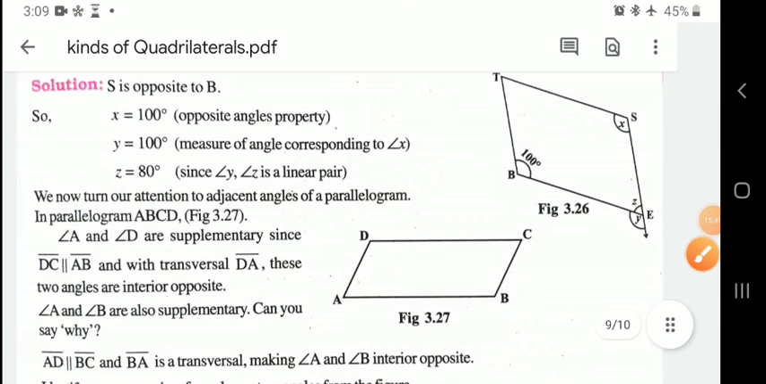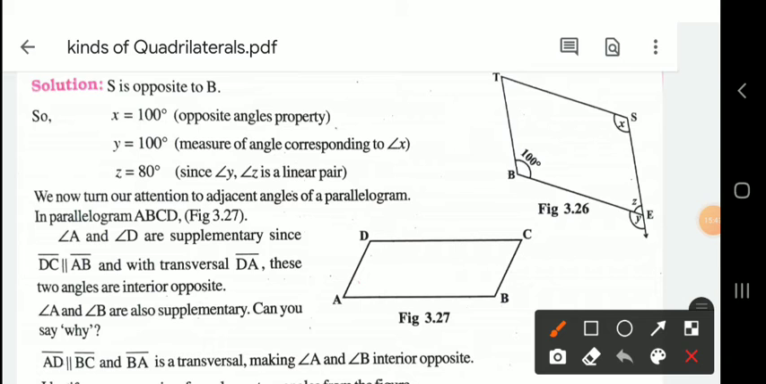Right? Now, look at this figure. Here we get B is equal to 100 degree. The value of X is equal to 100 degree. Then here Z is equal to 80 degree and the opposite angles are same. That means angle T is also 80 degree.